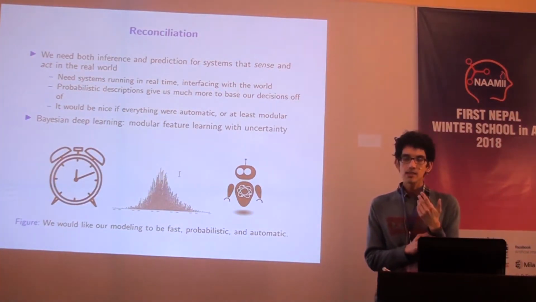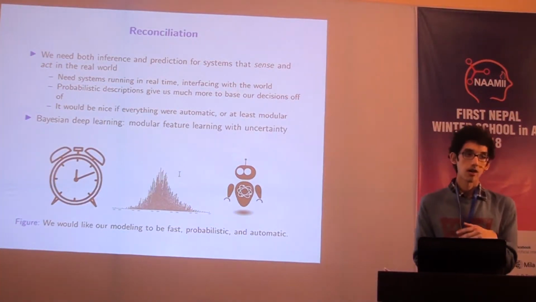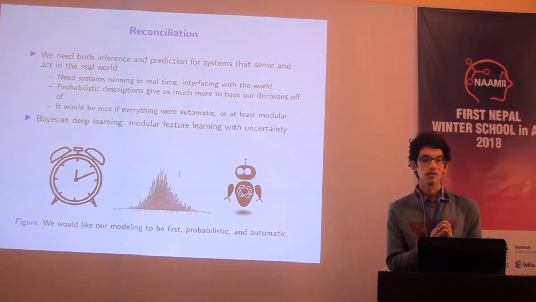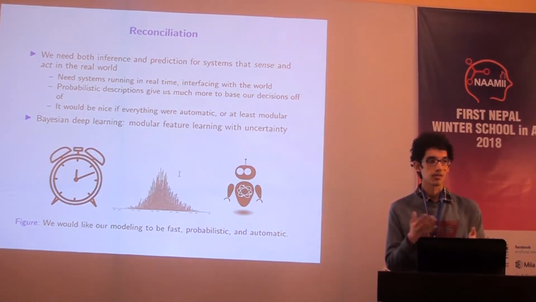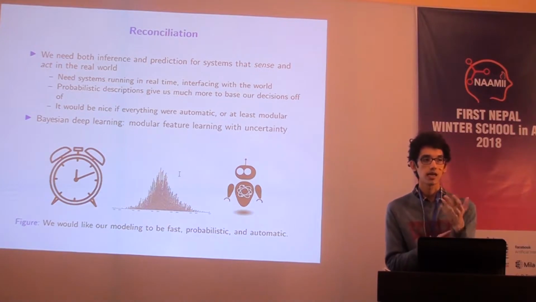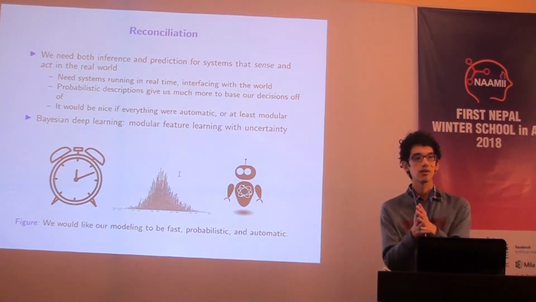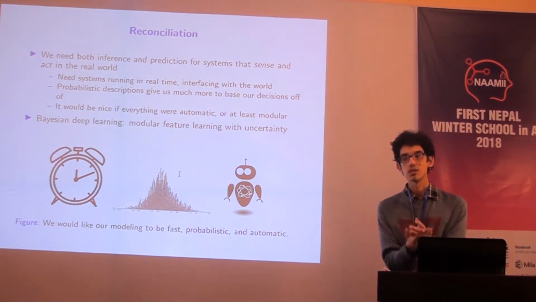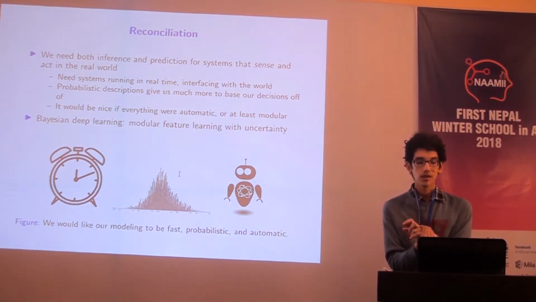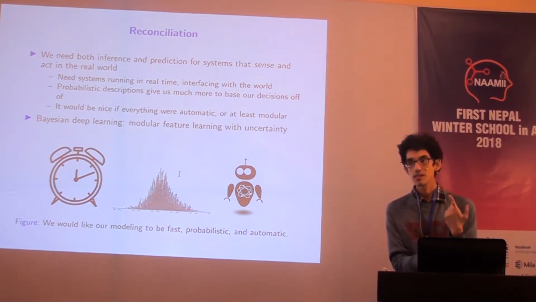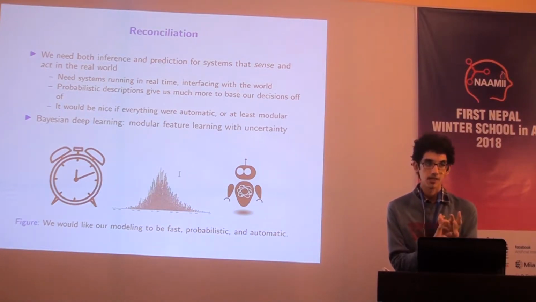And the exciting thing that's happening right now, in the last couple of years, is that these two cultures are meeting at a few points, right? Of course, you want the best of both worlds. You want a complicated model, but you also want some description of how certain you are of your predictions. And more than that, you want things to be fast, and you want things to be automatic, right?